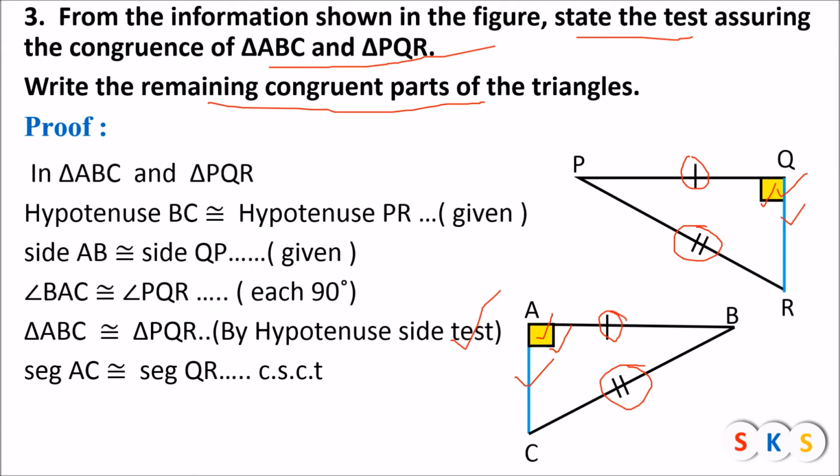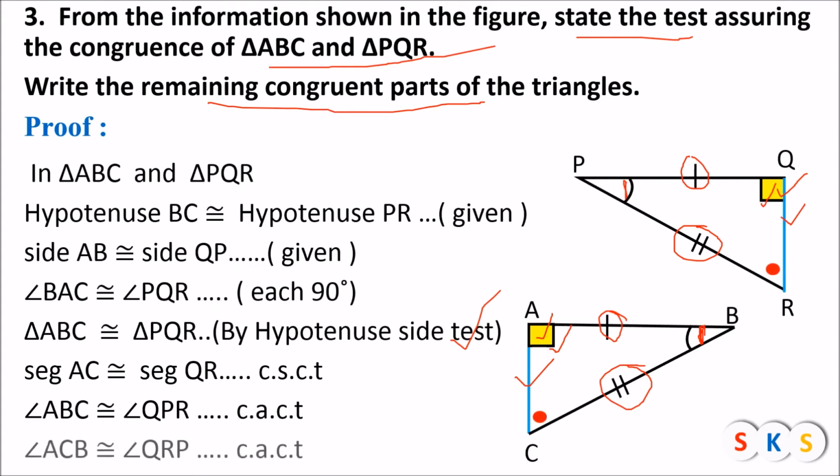And here angle ABC is congruent to angle QPR. Angle ABC, this angle. You can see in this figure angle ABC is congruent to angle QPR because of CACT. And angle ACB, you can see in the figure, angle ACB is congruent to angle QPR because of CACT.